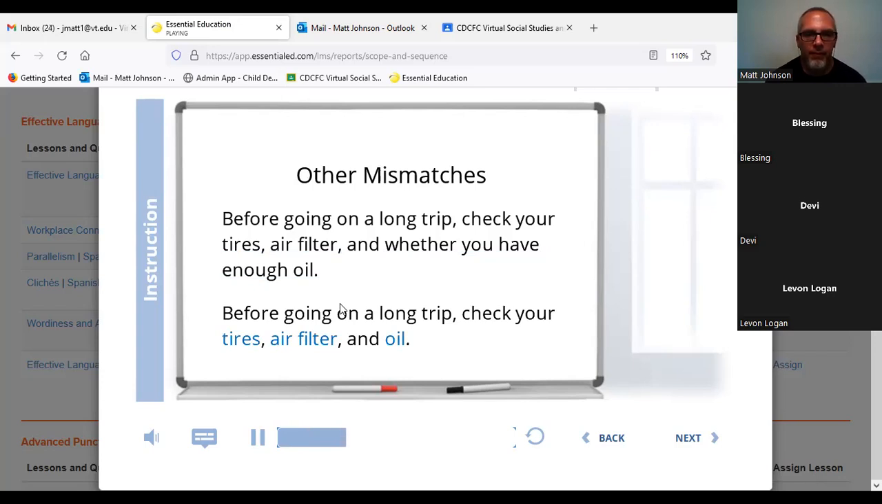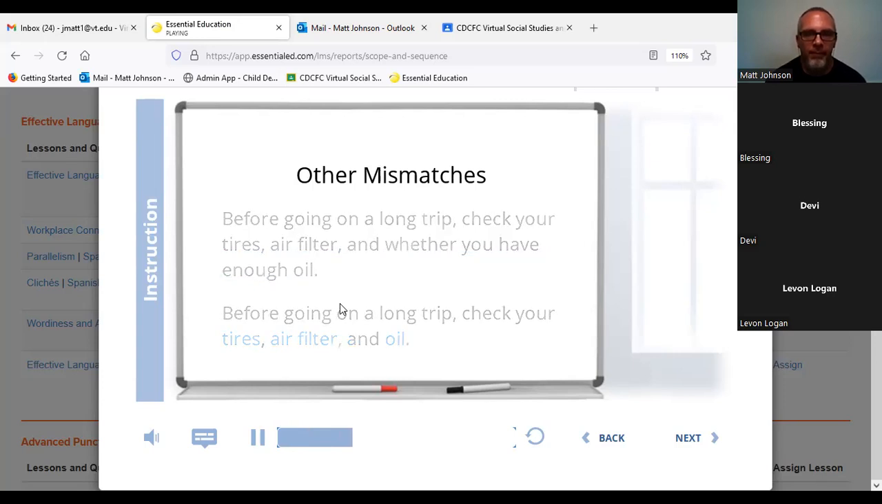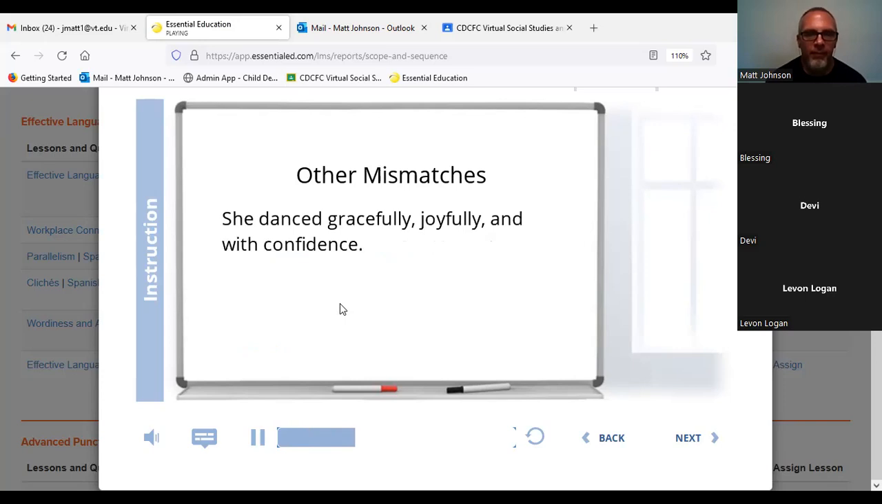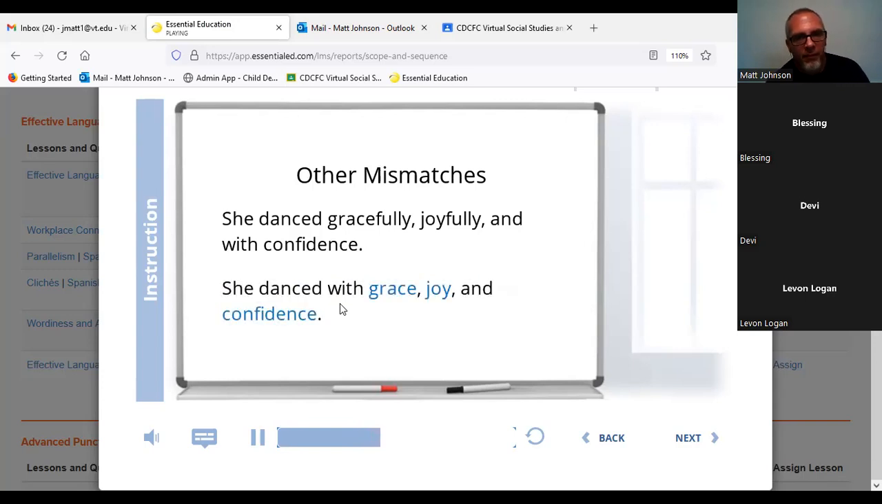You could also have an adverb paired with a word or phrase that's not an adverb, like this. She danced gracefully, joyfully, and with confidence. You can make this parallel by using three adverbs. She danced gracefully, joyfully, and confidently. Or you can use with and three nouns. She danced with grace, joy, and confidence.